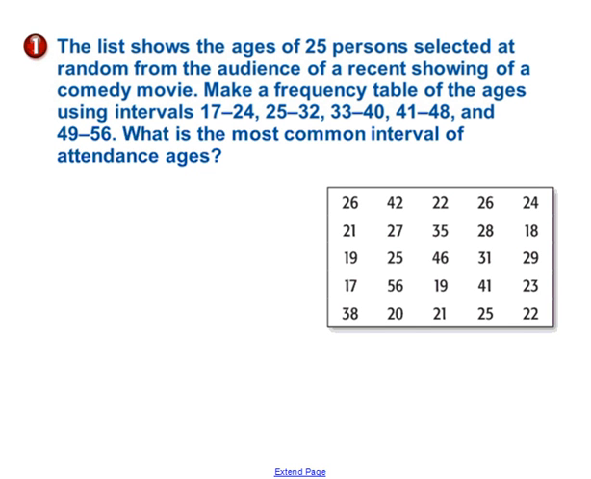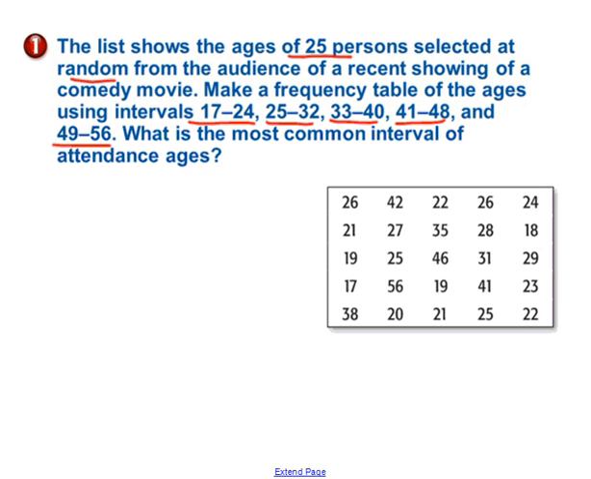The first example says, the list shows the ages of 25 persons selected at random from the audience of a recent showing of a comedy movie. Make a frequency table of the ages using intervals from 17 to 24, 25 to 32, 33 to 40, 41 to 48, and 49 to 56. And then what is the most common interval of attendance?